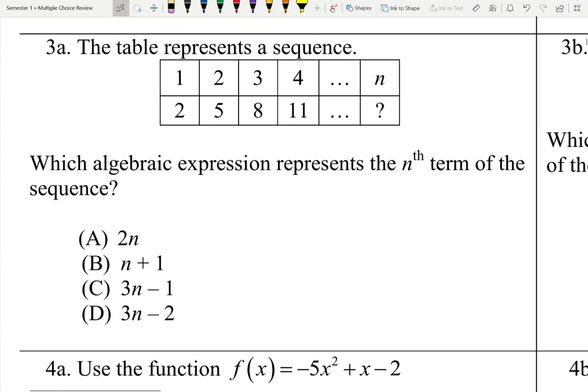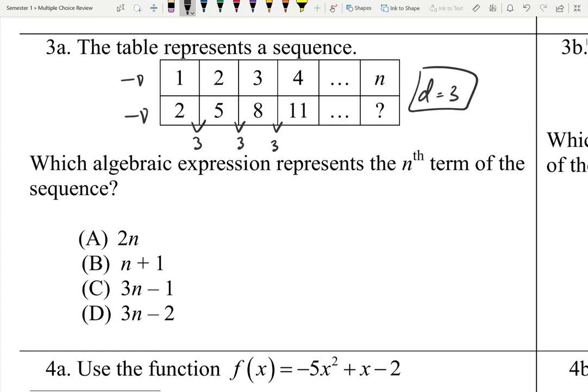So our terms are here. Okay, and this top is just telling us what number in the sequence we are. First term, second term, third term, and so on. So let's see, to go from 2 to 5 we need to add 3, 5 to 8 we add 3, 8 to 11 we add 3, so we have a common difference of 3.